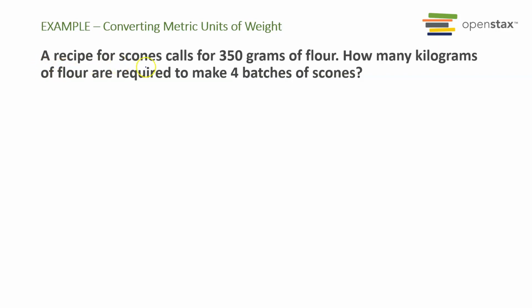So a recipe for scones calls for 350 grams of flour. So again, this is talking about weight of flour. You know, in the U.S. system, we typically talk about cups and we talk about teaspoons. We could also talk about ounces, which is a measure of weight. And that's kind of what's confusing about the U.S. system, is things like cups, right, is really a measure of volume or capacity, whereas something like ounces is a measure of weight.